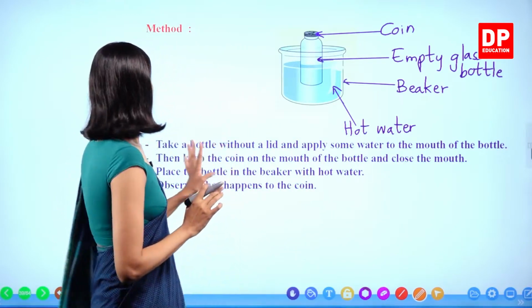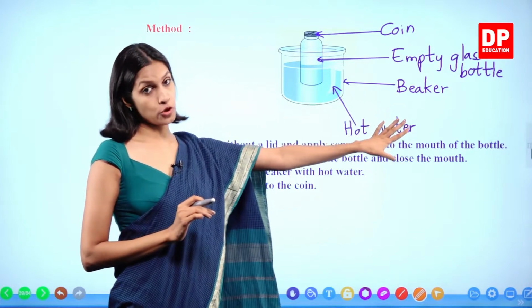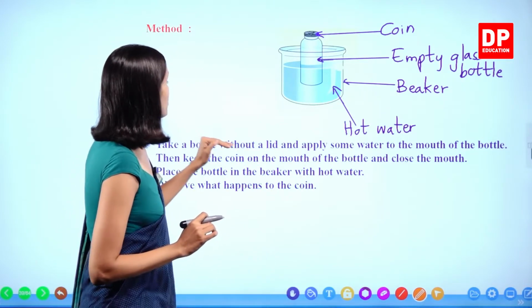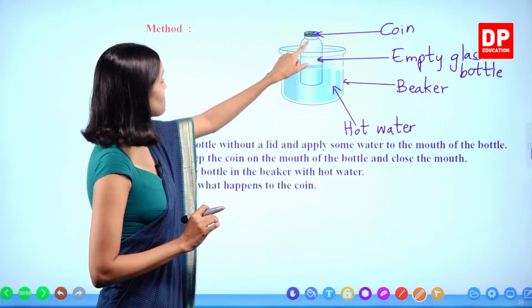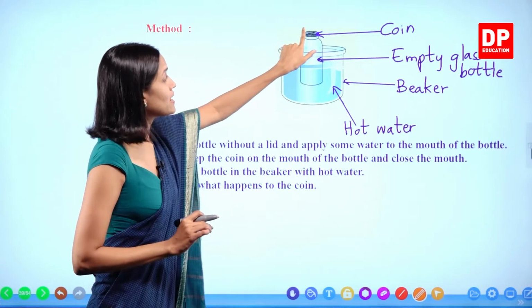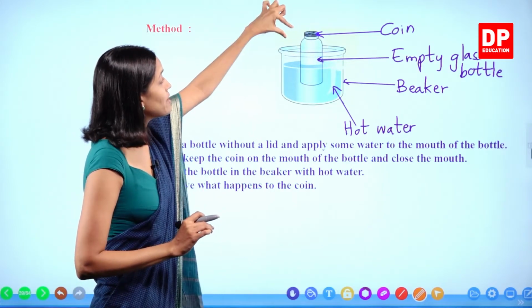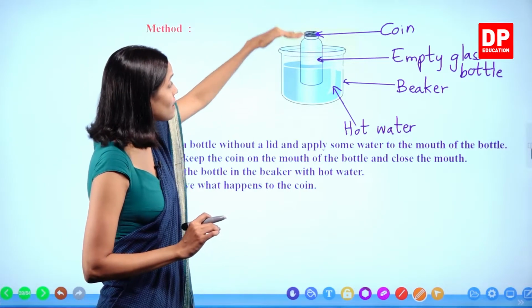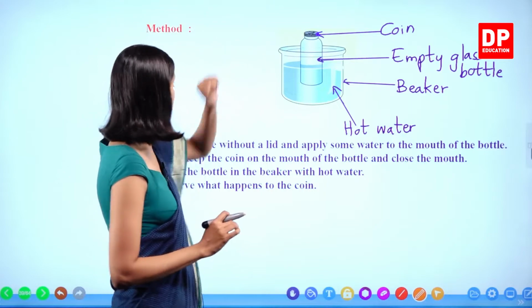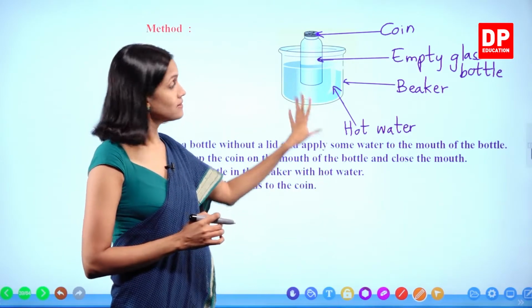Okay, take a bottle without a lid and apply some water to the mouth of the bottle, right? Then keep the coin on the mouth of the bottle and close the mouth. Now, before we place the coin, we have to apply some water to the mouth of the bottle. So, by doing this, when we place the coin, what will happen? It will nicely cover the bottle by sealing it. Okay? Place the bottle in the beaker with hot water, right?